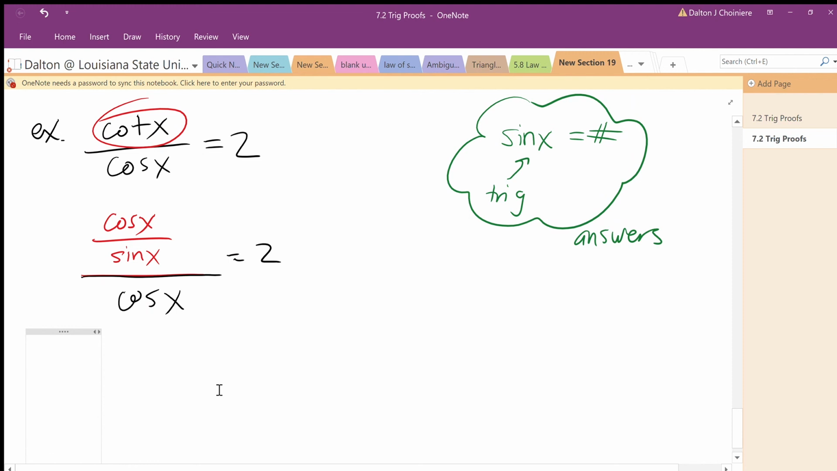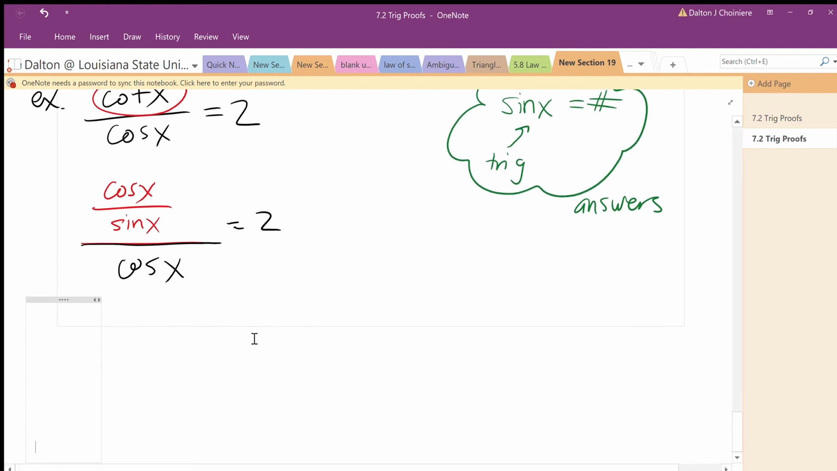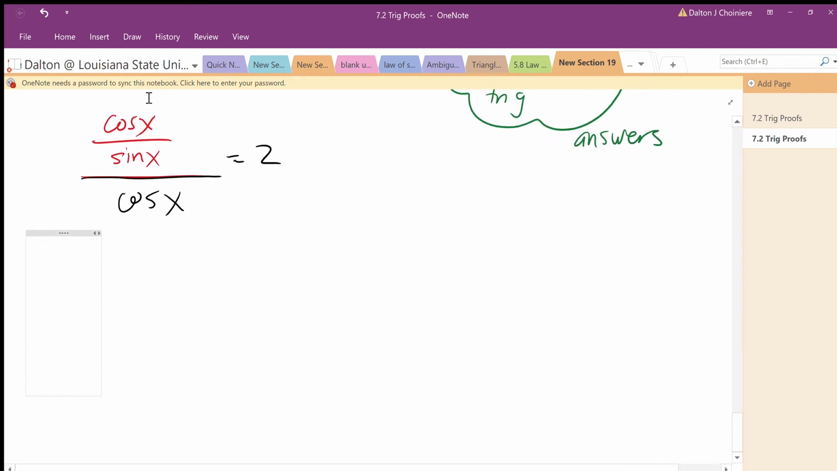And remember, guys, you will have the identities. You just need to know how to use them. So if you're looking at your reference sheet, that's one of your quotient identities. Okay, now here's where math comes into play. Cosine over sine divided by cosine. If I have a fraction divided by a number, instead of division, how can I rewrite this in terms of multiplication?